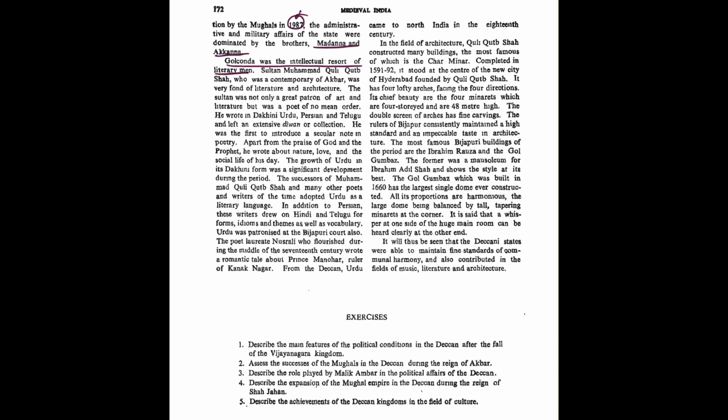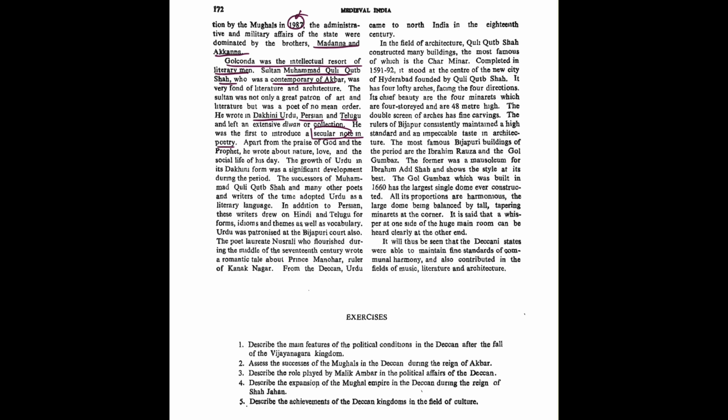Sultan Muhammad Quli Qutub Shah, who was a contemporary of Akbar, was very fond of literature and architecture. The Sultan was not only a great patron of art and literature but was a poet of no mean order. He wrote in Dakhani Urdu, Persian, and Telugu and left an extensive divan or collection. He was the first to introduce the secular note in poetry. Apart from the praise of God and the Prophet, he wrote about nature, love, and the social life of his day.